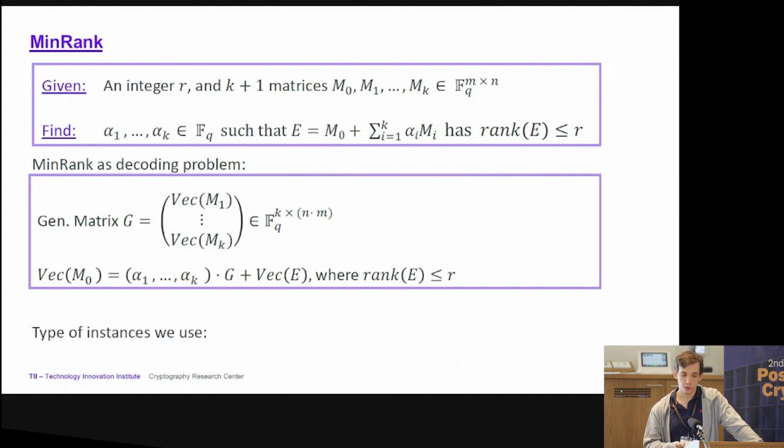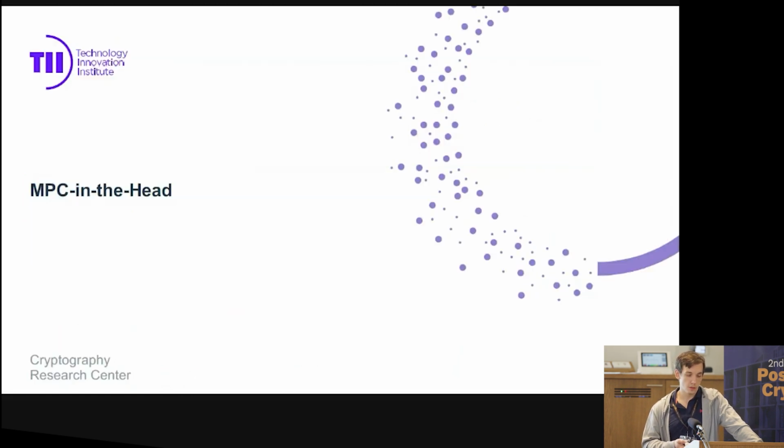In our construction, we use random instances, meaning all matrices, secrets, and the matrix E are chosen at random. Okay, let us quickly review the MPC in the head paradigm.